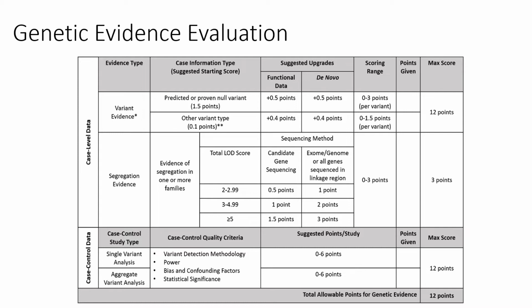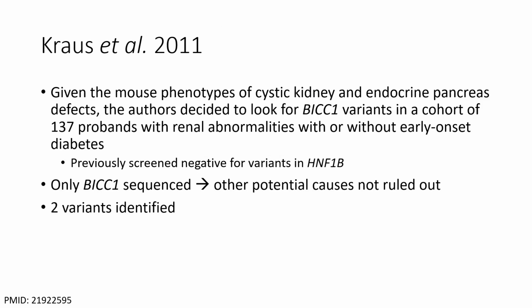Note that, just as with the experimental data, each type of evidence has a suggested number of default points as well as a maximum score. For the variant evidence, each variant type has a suggested default as well as some specific suggested upgrades. So for example, if the variant is de novo or if it has supportive functional data. The maximum number of points that genetic evidence can contribute to the overall evaluation is 12.